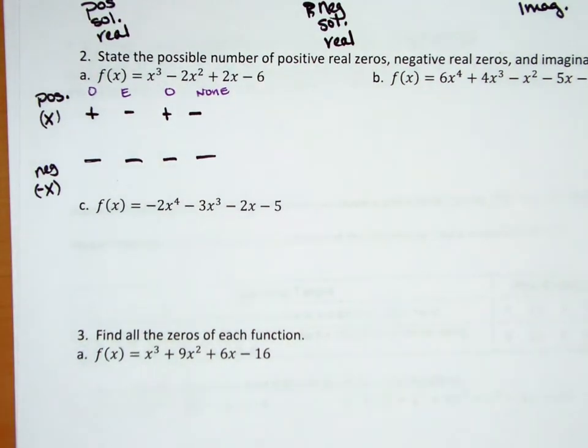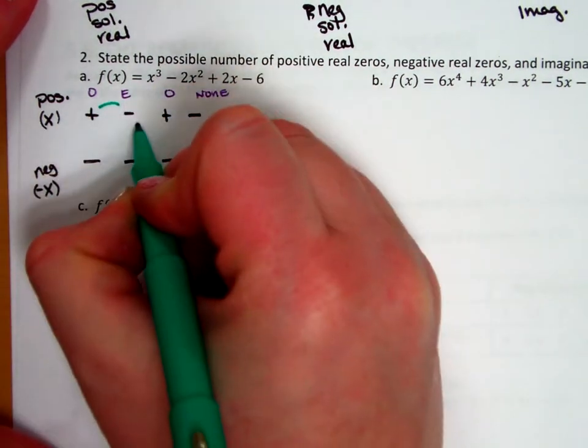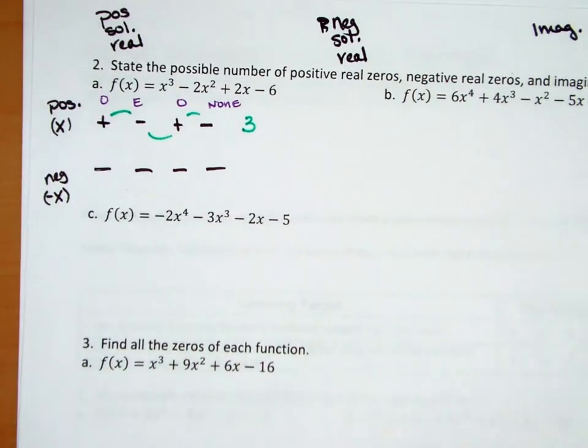So now what is this? Now what we do is we look at sign changes. Whenever there's a sign change, so you go from positive to negative to positive to negative, each time you change it, that's a sign change. So we just count them. I like to draw little loops. So 1, 2, 3. That means I have 3 positive possible zeros.